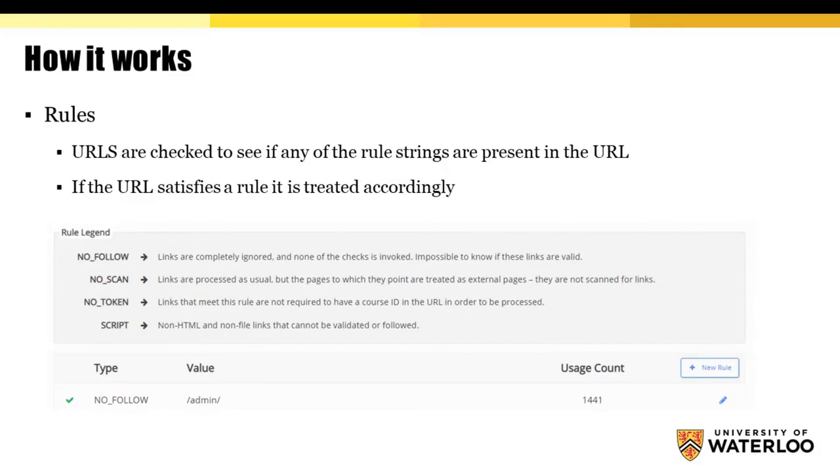No follow rules are for links that are not processed and also not scanned for links. No scan rules are for links that are processed but are not scanned for links. No token rules are for links that do not need to have the course token in its URL to be processed. And script rules are for scripts that cannot be validated or followed.